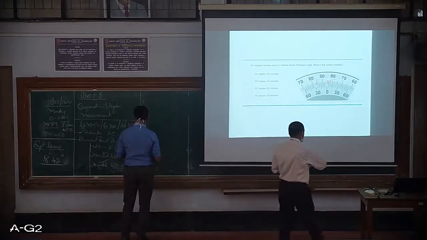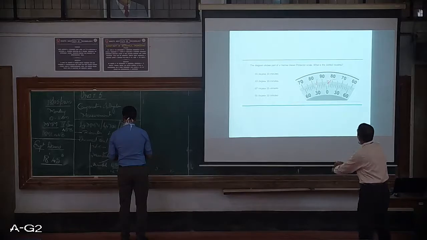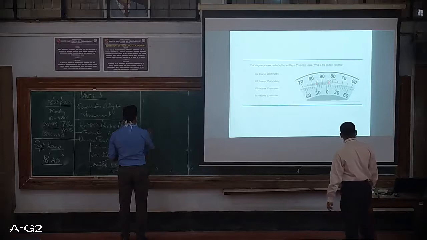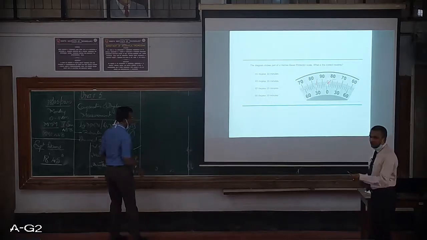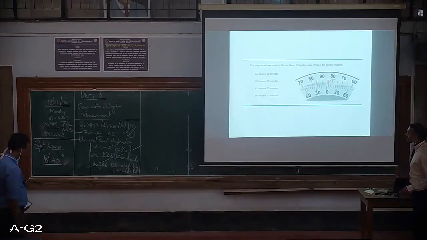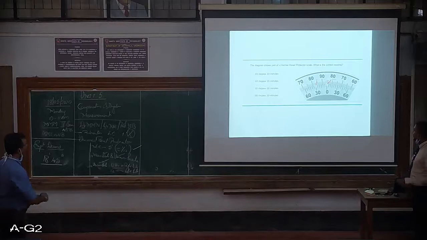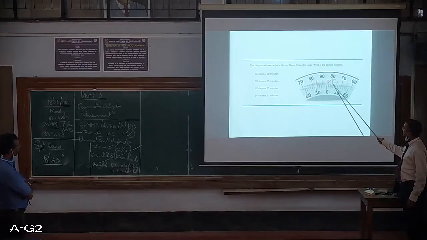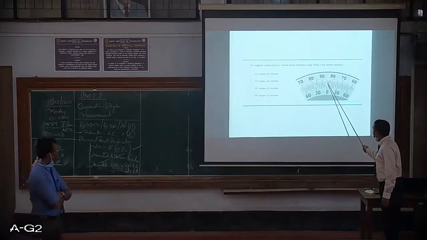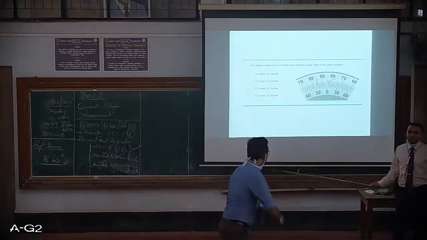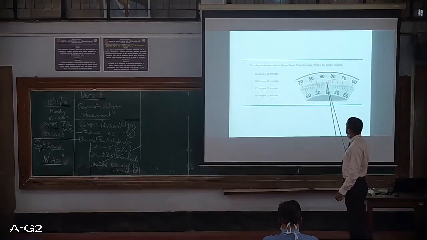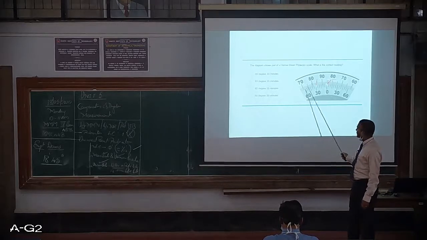So let's take a quick quiz. Over here the diagram shows part of a vernier bevel protractor scale. He's asking for the exact reading. So just have a look, observe carefully. The 0 is exactly somewhere between 85 and 86. So can I say the reading with respect to degrees is 85 degrees, since it is between 85 and 86?